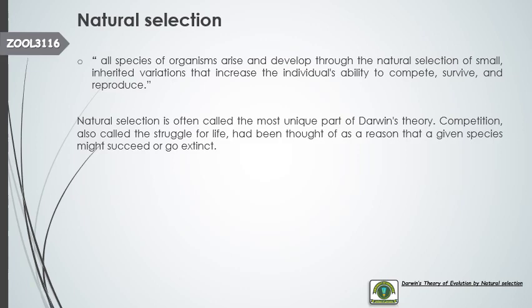Competition, also called the struggle for life, has been thought of as a reason that a given species might succeed or go extinct. This depends on the competition between the individuals of a population: which individual will succeed in life and survive properly, which individual will die, and ultimately which species goes extinct.